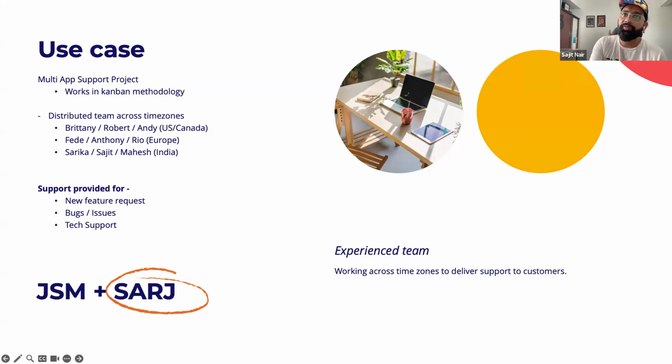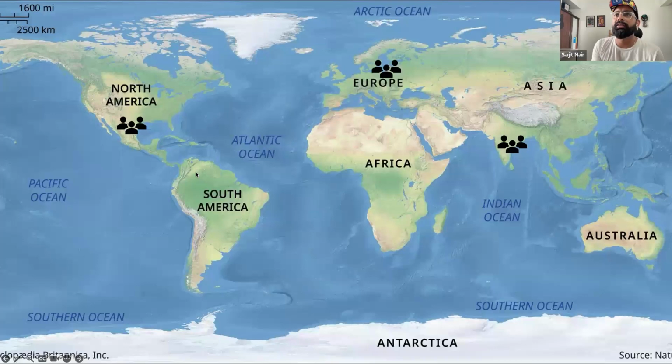And what we are going to look at is how JSM and Sarge work together in a scenario like this. Before we actually go there, let me quickly show one more slide that I added. So this is basically what we are seeing, right? We've got a distributed team across the globe, North America, Europe, and Asia. And when a customer comes on board and starts asking a question, let's say you've got three separate customers in three of these geographies.